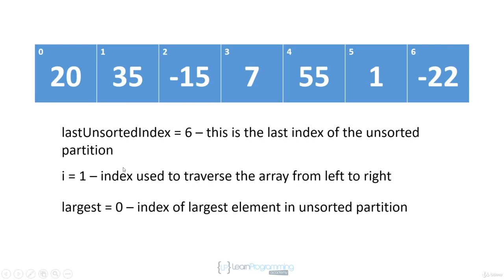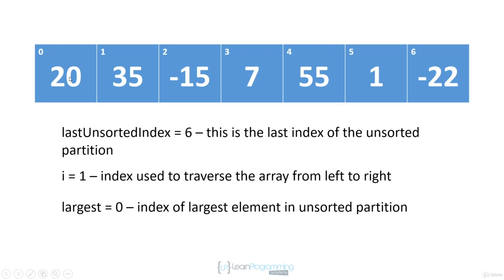We're going to start by comparing the element at position 1 to whatever's at position 0. So we're going to start with I equal to 1. We're going to use I to traverse the unsorted partition and find the largest element. These are our initial values. The last unsorted index is 6 because the entire array is unsorted. I is 1. We're going to start our traversal here, and we've initialized the largest. Largest will contain the index of the largest element in the unsorted partition.